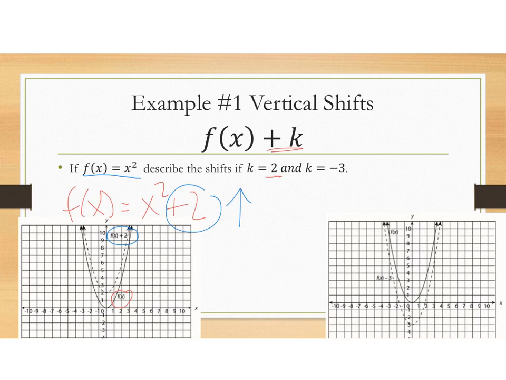Let's see what happens if k is a negative. It would then give us f of x equals x squared minus 3. So instead of moving up, you're going to move down 3. If you look at the graphs, the parent function's the solid one, and the new function is the dotted line. You can see every point has just moved down exactly 3 points. Same size, same shape, just shifted down.